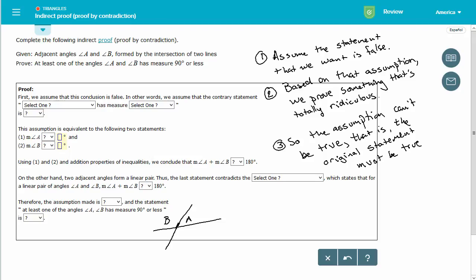First, we assume that that's false. What's the opposite of at least one being smaller than 90? Well, none of them being smaller than 90. So we assume the conclusion is false. We assume this statement is false. That is, the statement, neither one measures less than 90. Sorry, 90 or less, right? The statement, neither one measures 90 or less, we assume that's true.